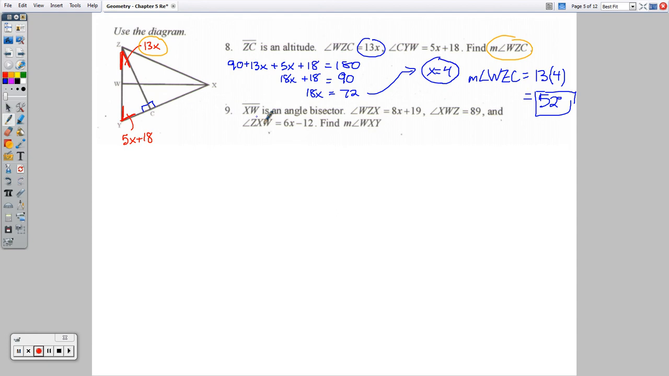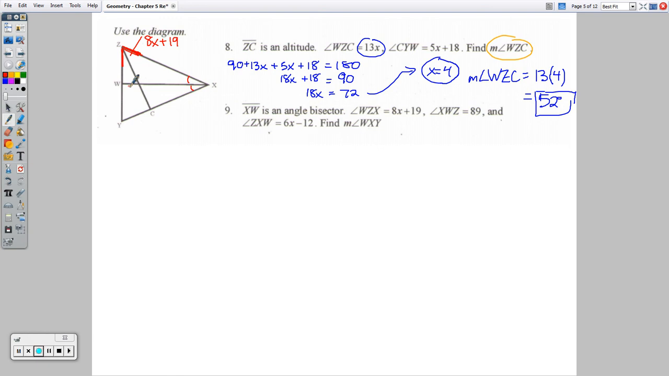Alright, so let's see on this other one what we got going on. If it says XW is an angle bisector, we would say that this is congruent to that. WZX, the whole thing now, I'm going to erase what was here before and use the new information. So WZX, the whole thing right there, that angle is 8x plus 19.